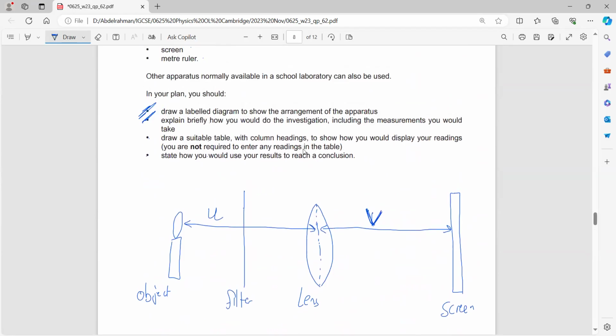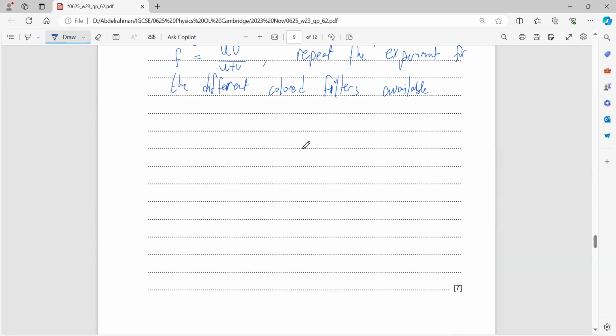Draw a suitable table. يلا هنرسم التيبل. What should we write down in the table? هنحط الهيدنج أول حاجة وباليونتس. طيب هو ايه بقى اللي في الهيدنجز؟ مثلا اللينس بتاع الديستانس بتاعت اليو والفي. اوكي, but what is the first column?